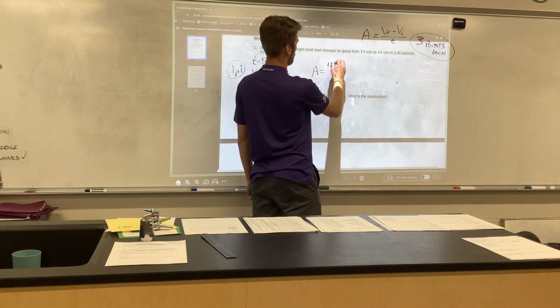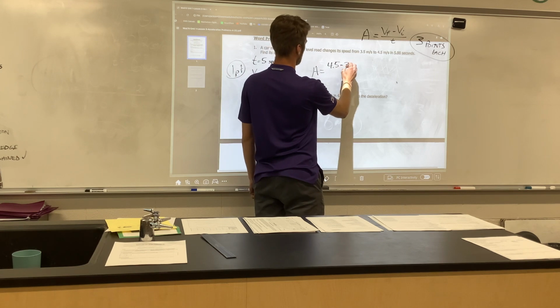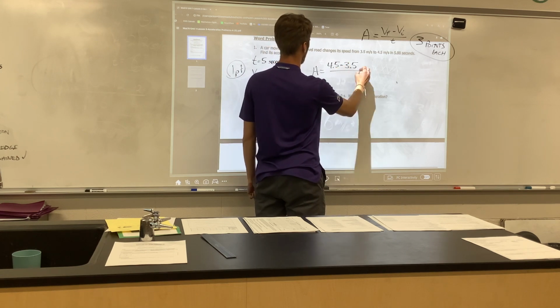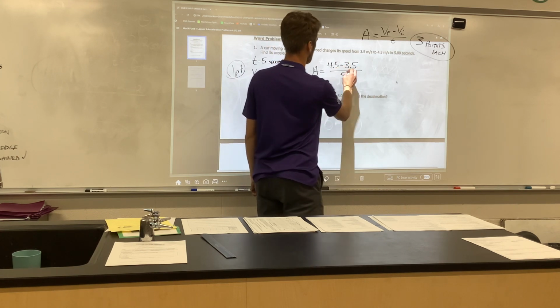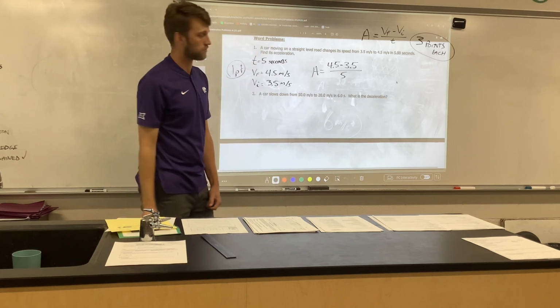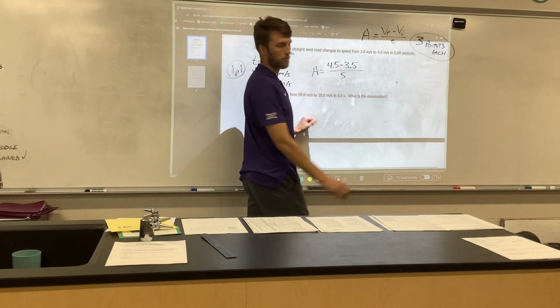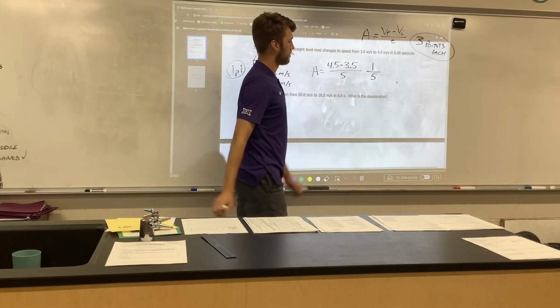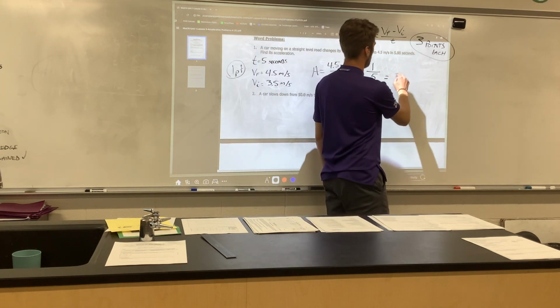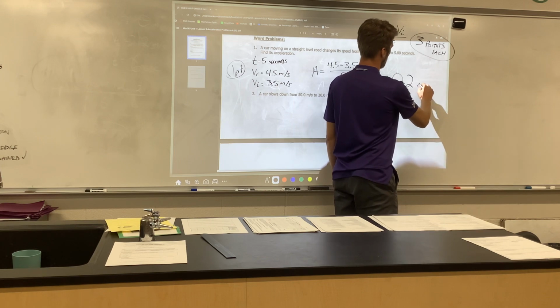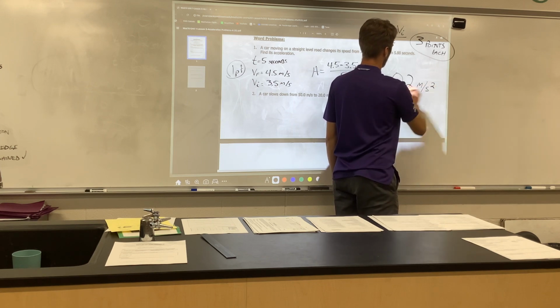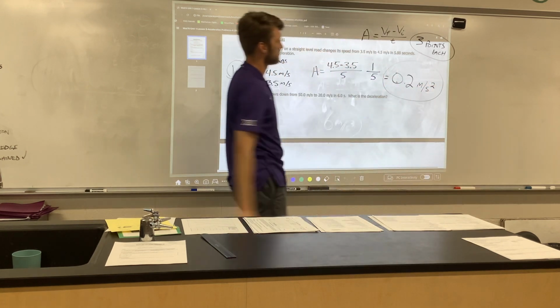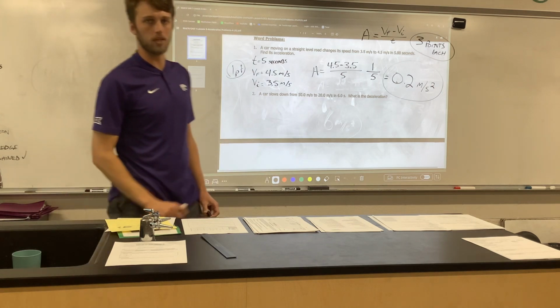Final 4.5 minus 3.5 divided by your time of 5. 4.5 minus 3.5 is 1. Divided by 5 is 0.2 meters per second squared.